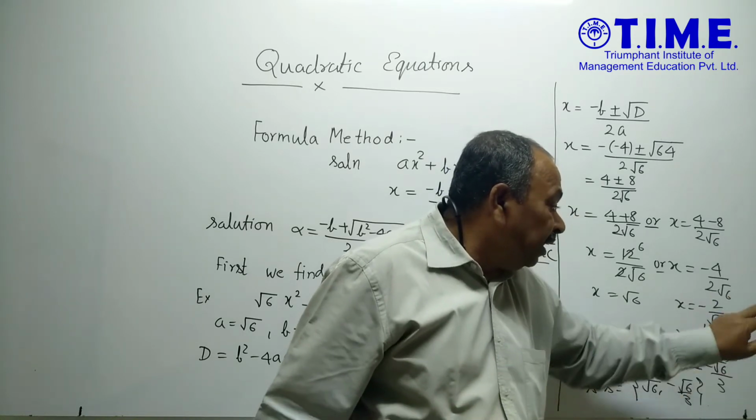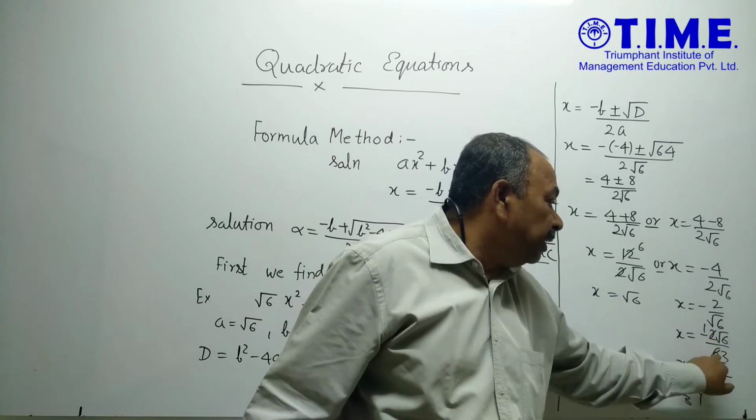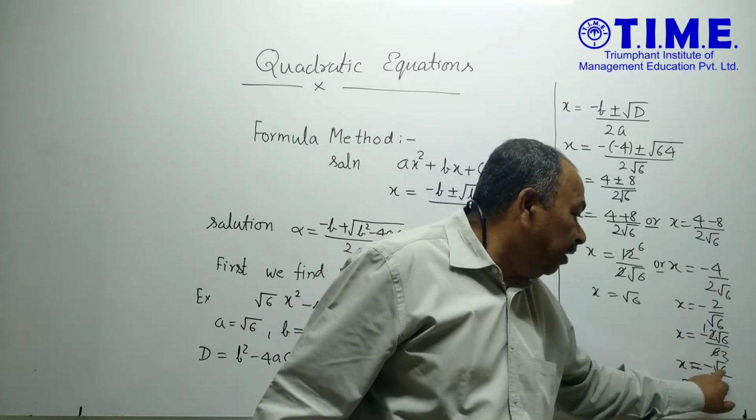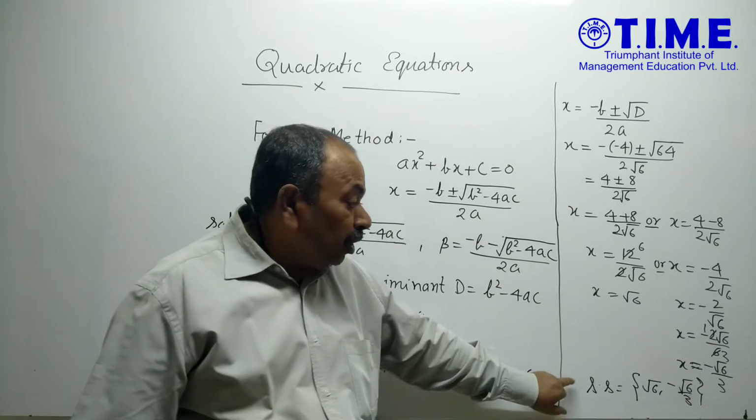So we are rationalizing here and we get 2 root 6 upon 6, minus 2 root 6 upon 6. Further simplification, what are we getting? Minus root 6 upon 3. So this simplification, the solution is what?